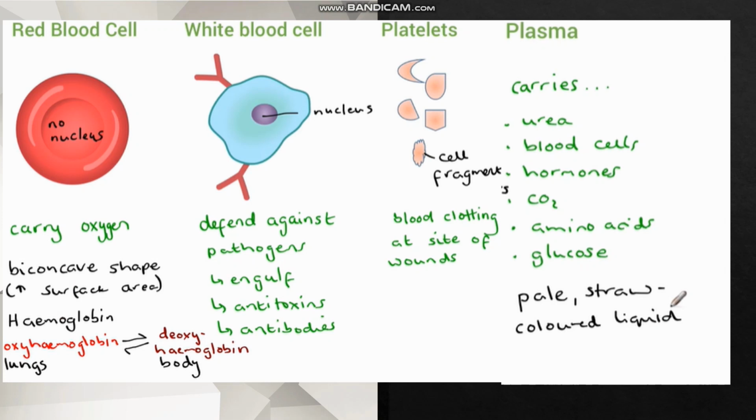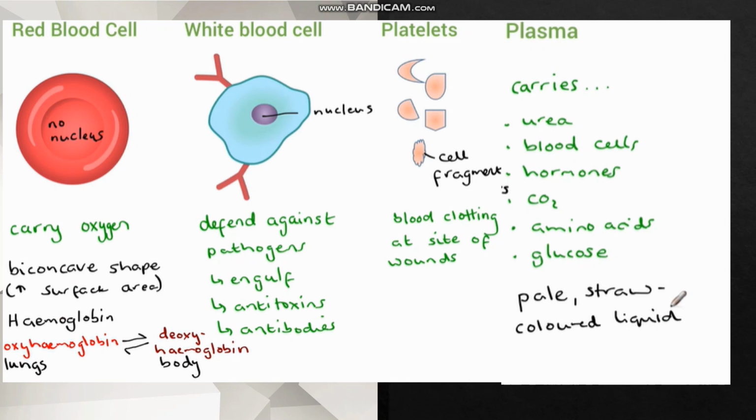You also have platelets which are involved in helping to form blood clots at the site of a wound. And all these components are carried by a substance called plasma. So plasma also carries waste products such as urea, all the blood cells, hormones, wastage of CO2 from cells to lungs, amino acids and glucose.